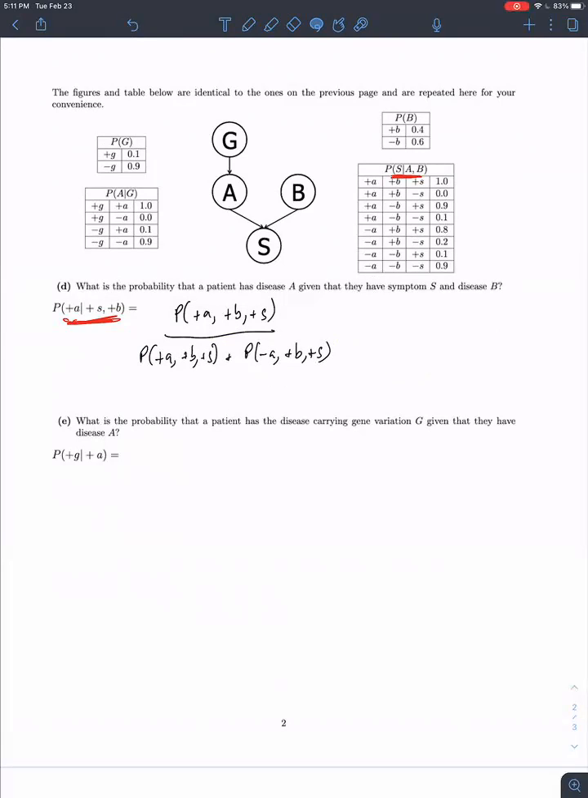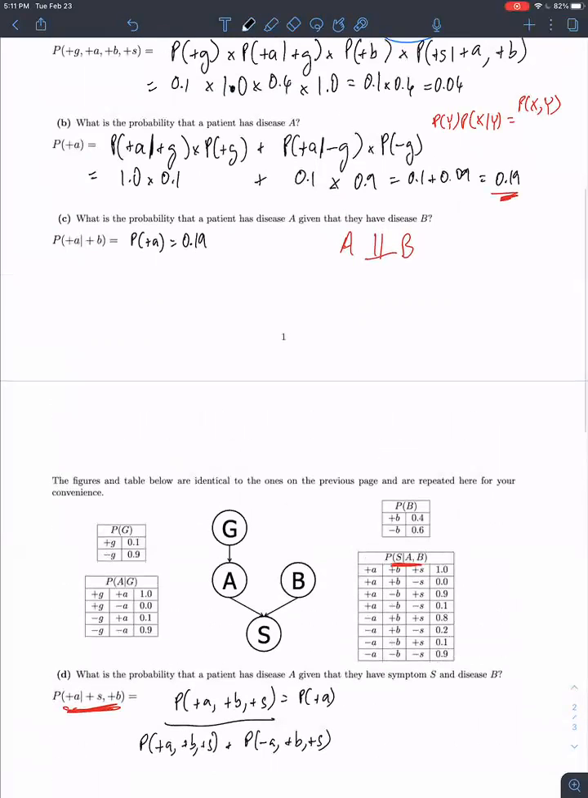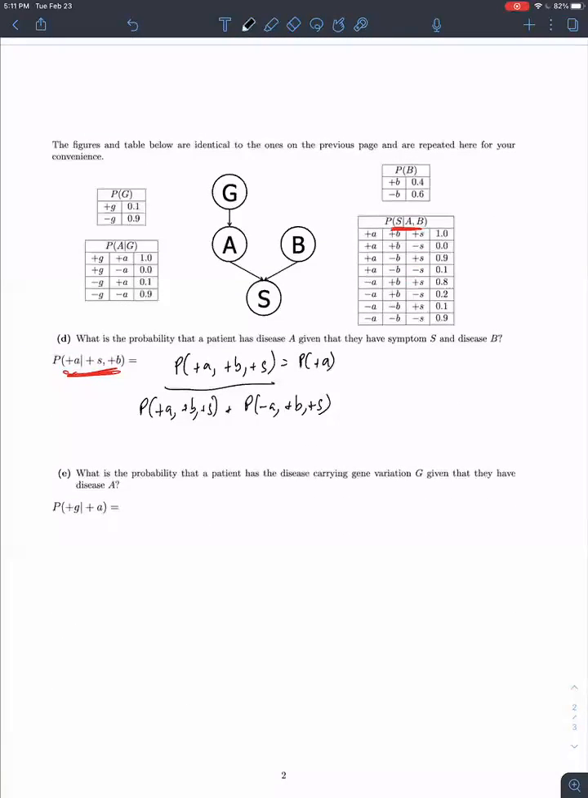All right, so how would you calculate the probability positive for A, positive B, positive S? Well, this is just equal to the probability that you're positive for A, which we calculated here. It was 0.19. In fact, I'll just write that down here: probability that you're positive for A equals 0.19. So it's the probability that you're positive for A, times the probability that you're positive for B given that you're positive for A, times the probability that you're positive for S given that you're positive for A and positive for B.